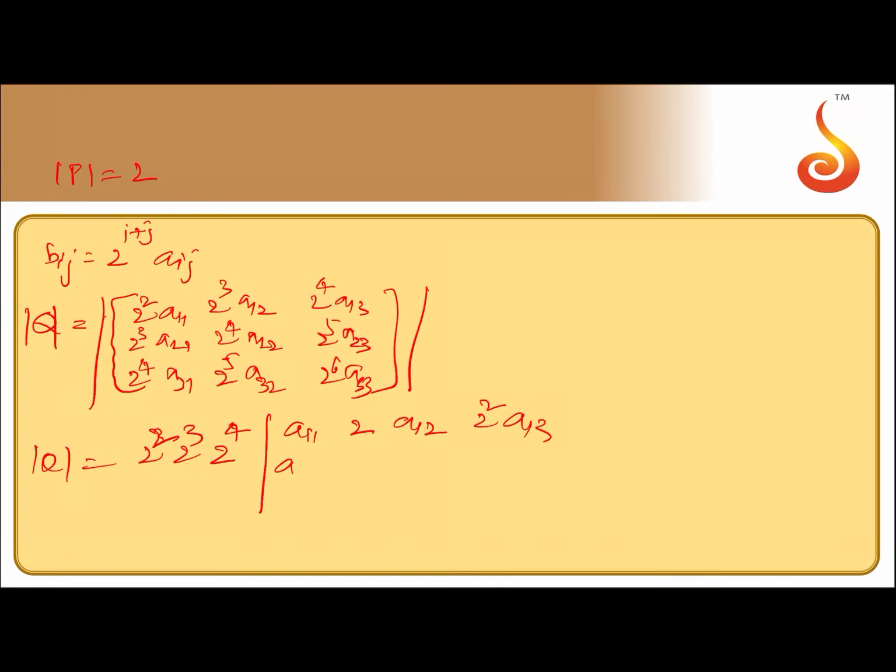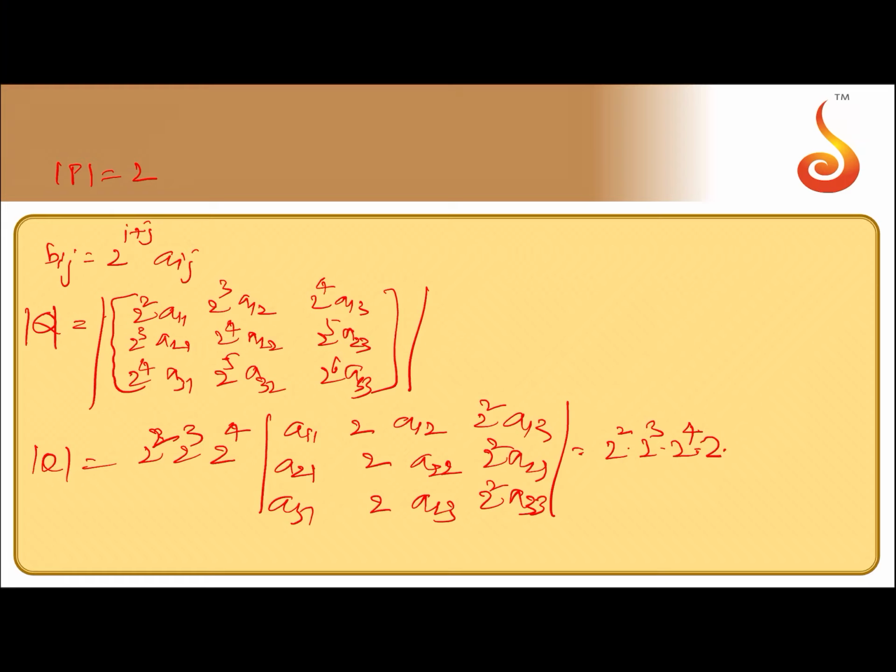In the same lines, from the second row, A2 cube taken common, A21, 2 times A22, and 2 square times A23. And A31, 2 times A32, and 2 square times A33. And from the second column 2 common, third column 2 square common. Therefore, you will be getting 2 square into 2 cube into 2 power 4, multiplied by 2 from the second column, and 2 square from the third column, multiplied by the determinant of P.